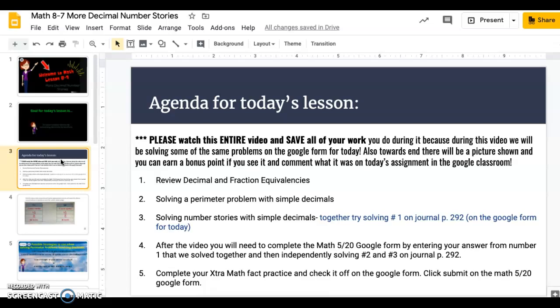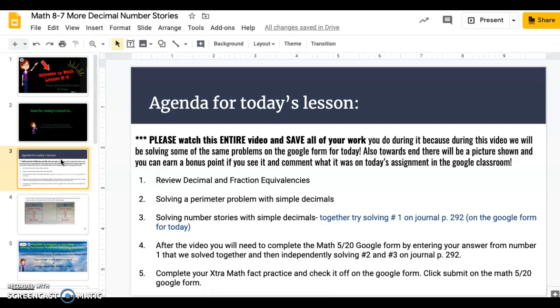Up to them. Today, we'll first start by reviewing decimal and fraction equivalencies, just because that will warm up and refresh your brain, and being able to convert between decimals and fractions is something you will need to do in order to solve today's number stories. Then we'll look at solving a perimeter problem with simple decimals. I'll present a few different strategies. Choose the one that works best for you.